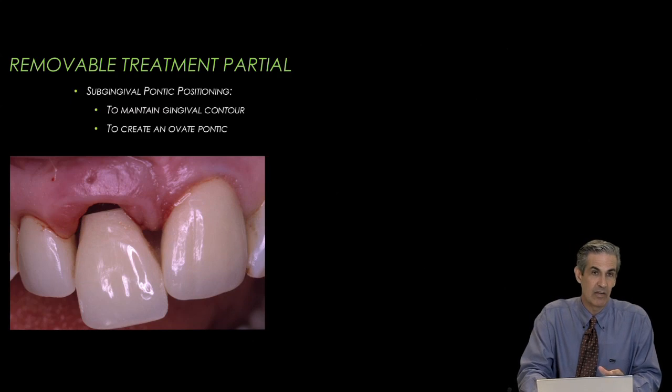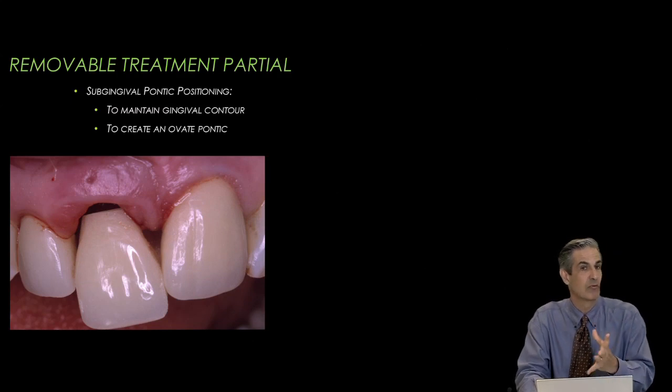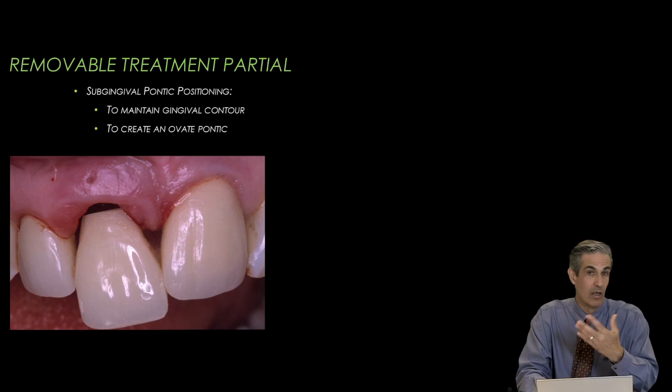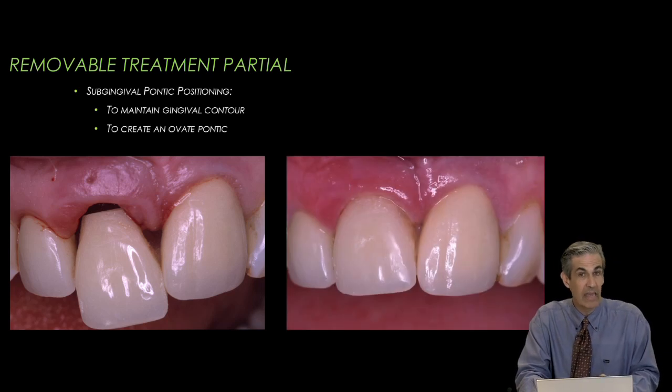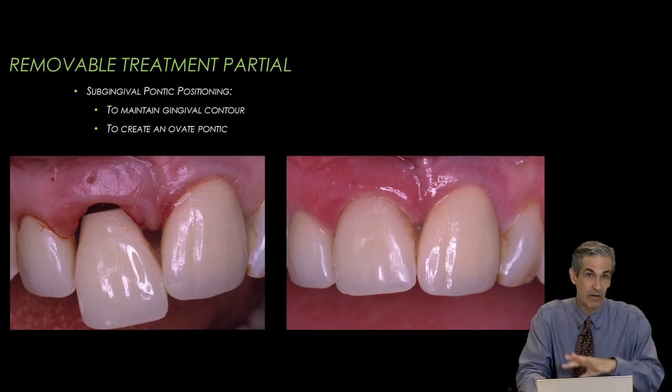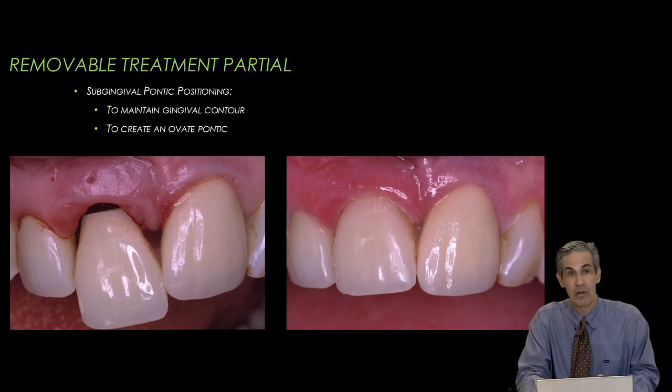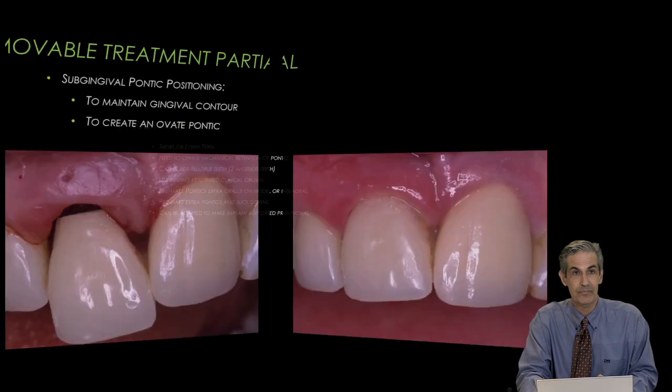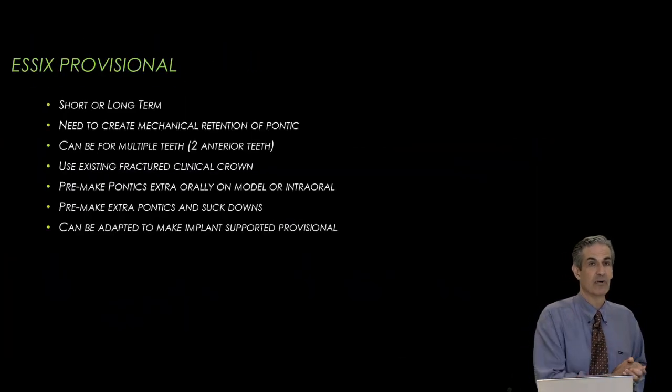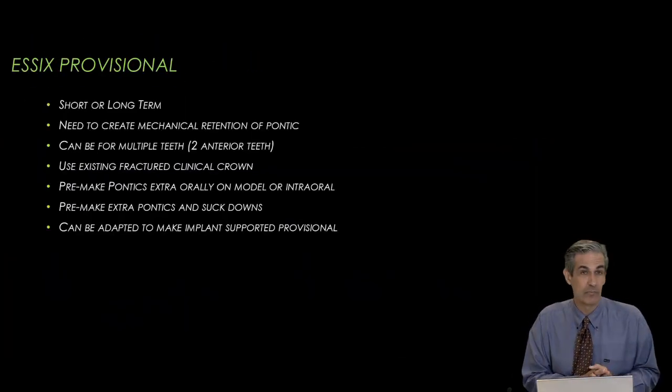Personally, I've never tried to make the pontic of a removable device fit into an extraction site to maintain the contour, but here's an example of that. And if the patient is really compliant and keeps the treatment partial in place, there is the possibility of developing somewhat of an ovate pontic because of that. The Essex provisional for us is for short or long term. I'm surprised at the patient compliance.